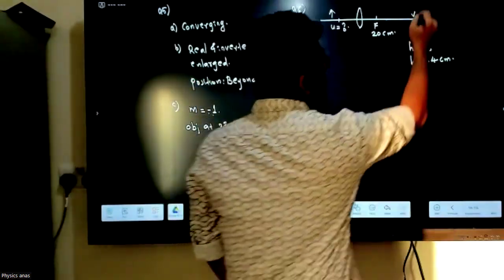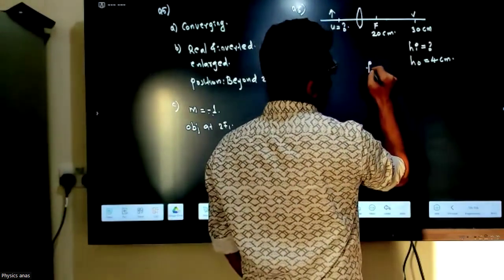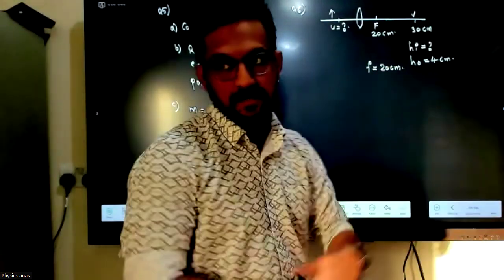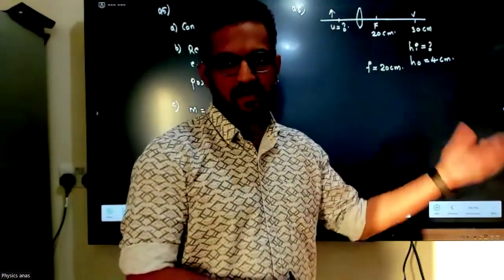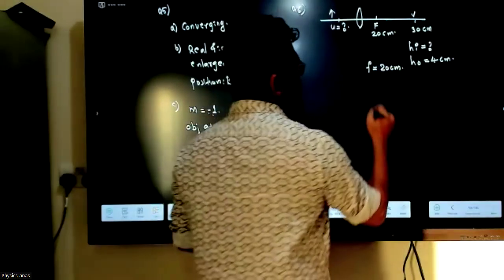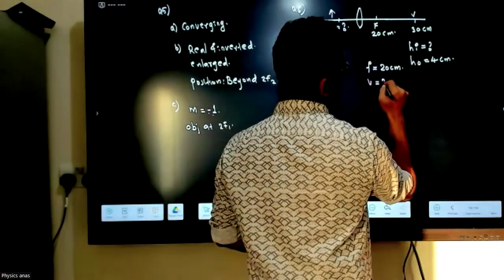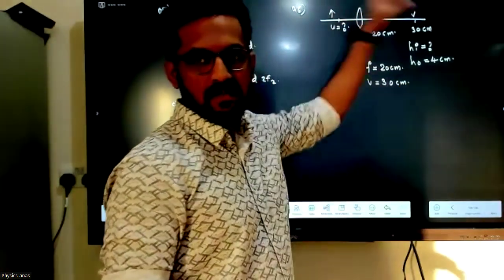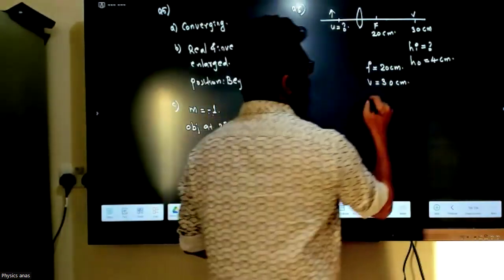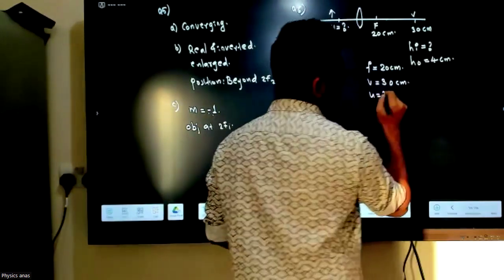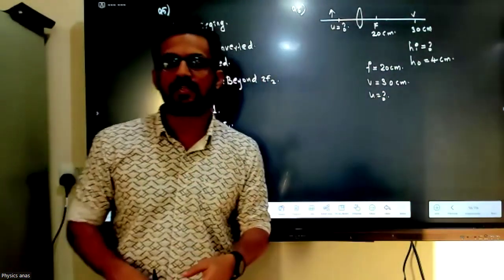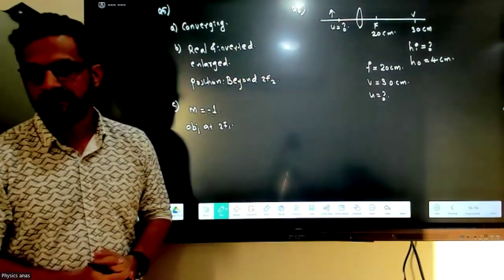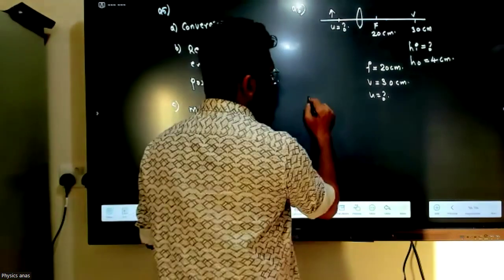What is the first step? It is given as focal length 20 centimeter. It's a convex lens, so the focal length will be positive. And we have image distance at 30 centimeter. It is also positive. So the image will be on the right side. And you have to find u. How can you find u if you have the other two? You can use the lens formula.